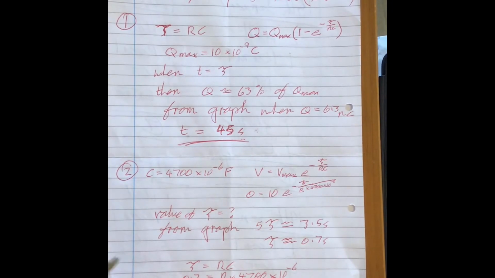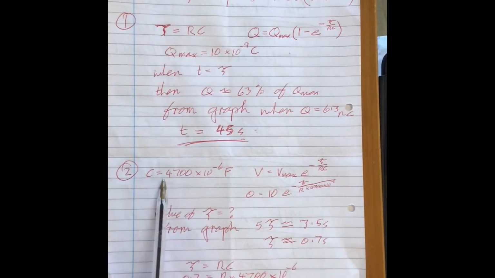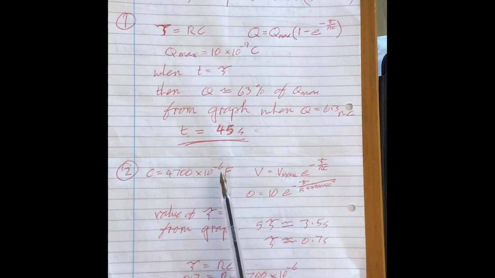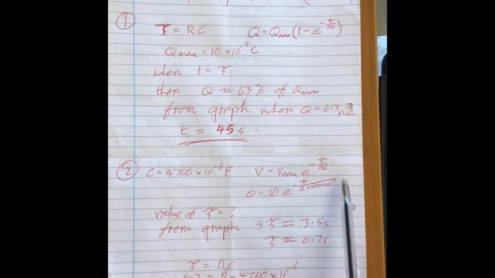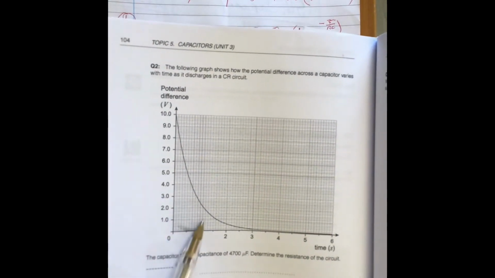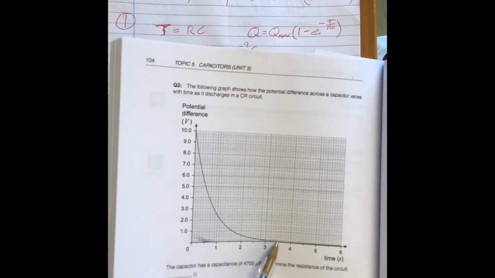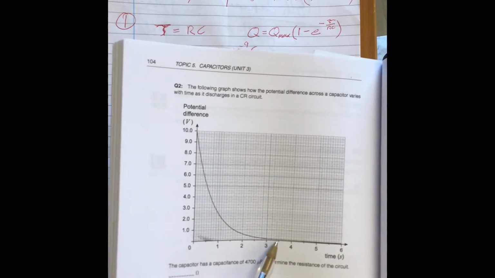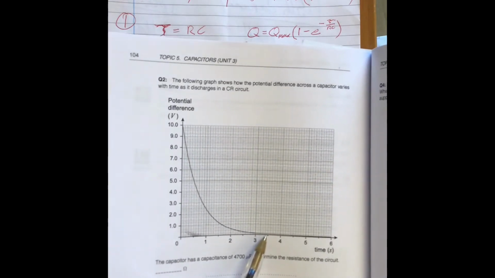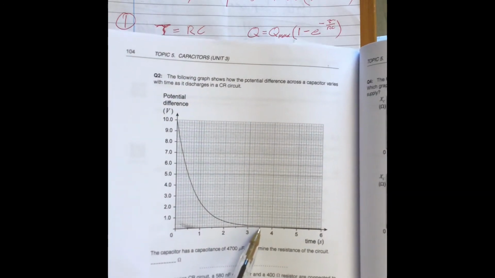For question 2, again, it's a graph question. There it is there. We're given that the capacitance is 4,700 microfarads. We are given no other information other than what is on the graph. So what we need to do is remember that rule of thumb that approximately 5 time constants is when the capacitor is either fully charged if it's charging or fully discharged if it's discharging, and that to me looks like about 3.5 seconds on this graph.